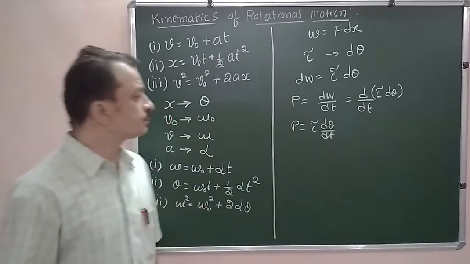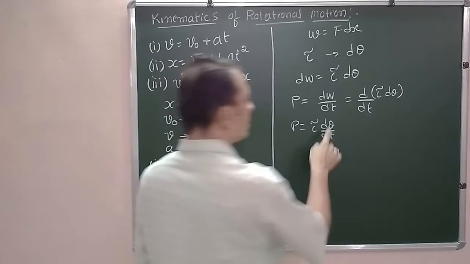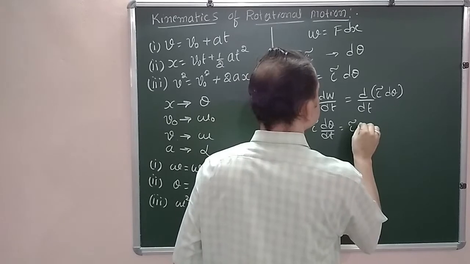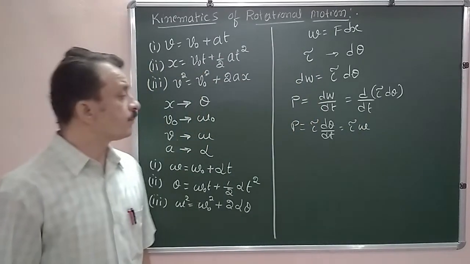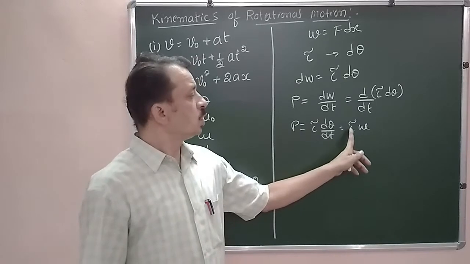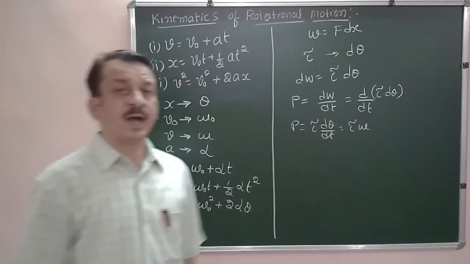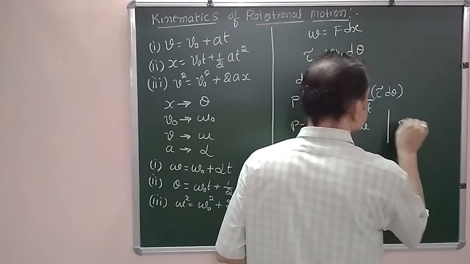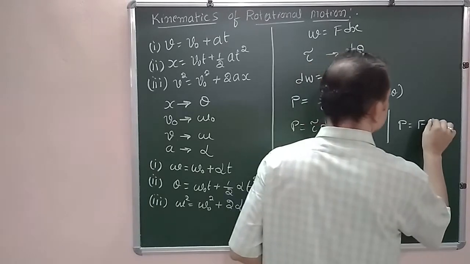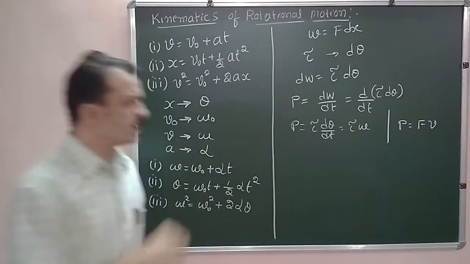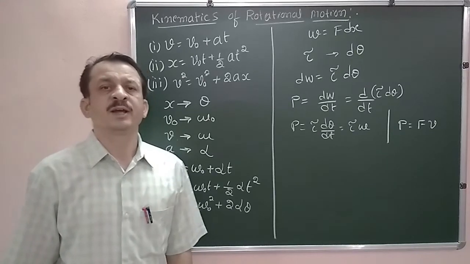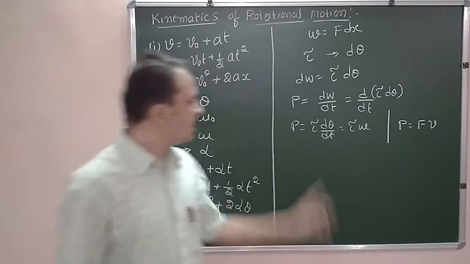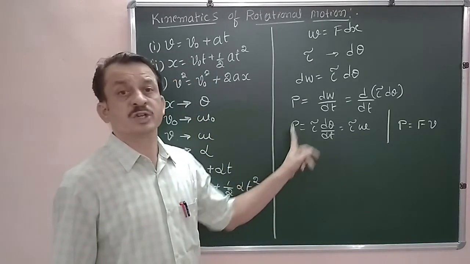theta by dt. Now the derivative of theta, the rate of change of angular displacement, is omega, so P is tau into omega. Therefore power delivered is equal to torque multiplied by the angular velocity. Now this equation is similar to what we have studied in linear or translational motion, power P is equal to force multiplied by the velocity. This is the instantaneous power in linear motion, and that is the instantaneous power in rotational motion.